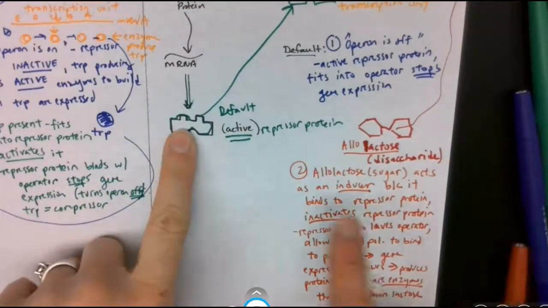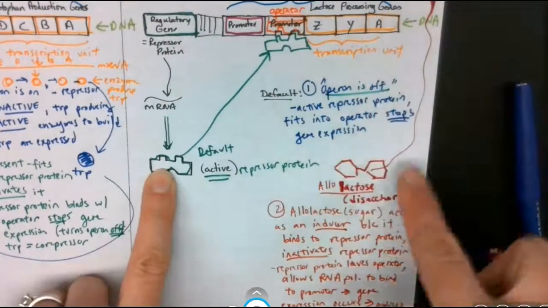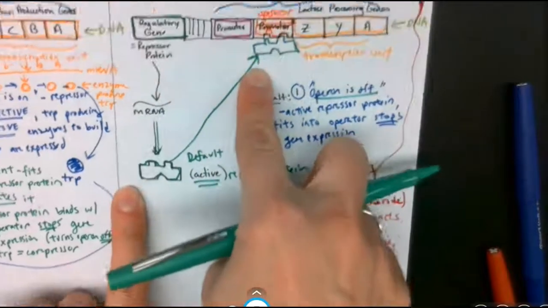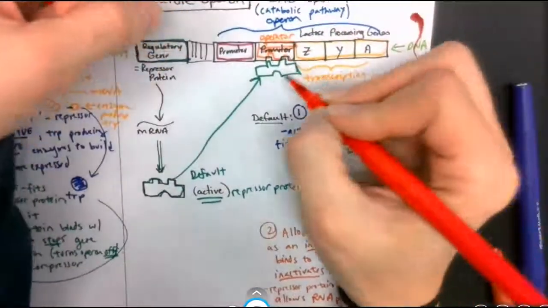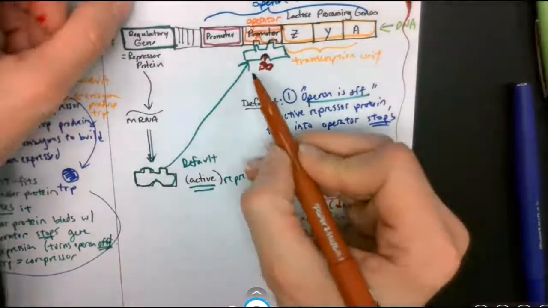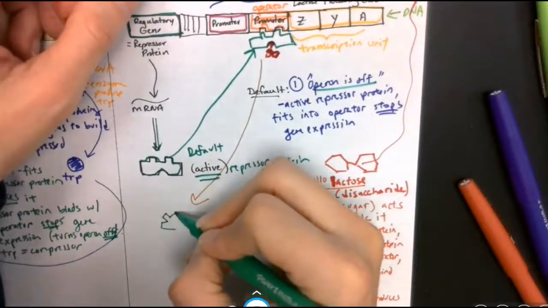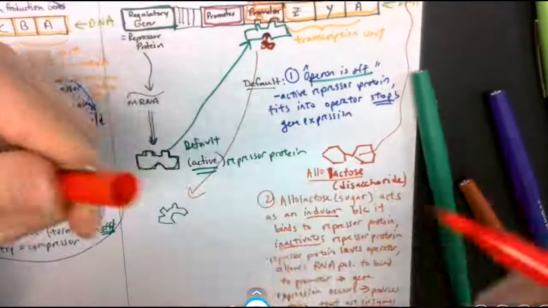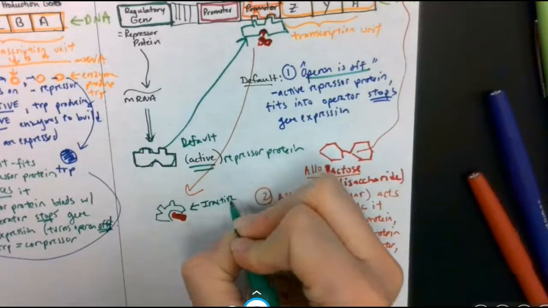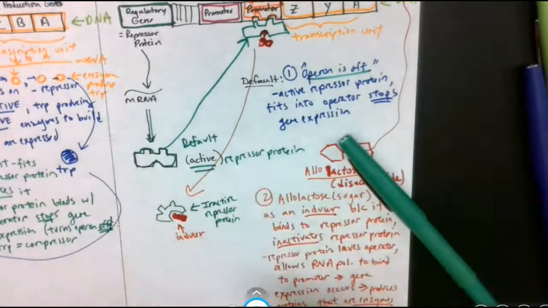Default setting, the operon is off, the repressor protein is active, no transcription occurs. However, what happens when you have lactose? That lactose is going to fit into this active repressor protein. So here's our lactose right here. It's going to fit into the active repressor protein, causing it to become inactivated. There's the lactose there. Now we have our inactive repressor protein, and here's our inducer, our lactose that inactivated our repressor protein.